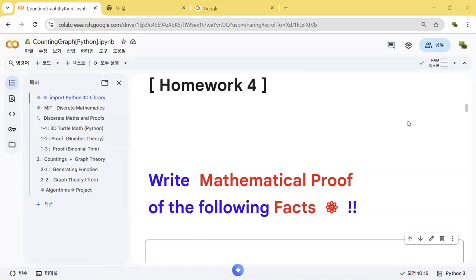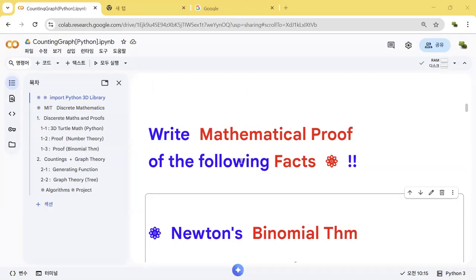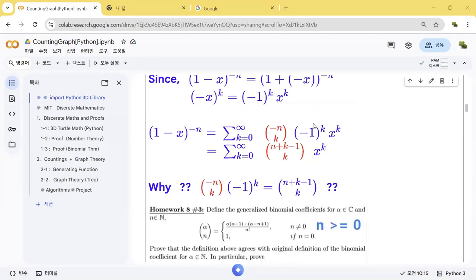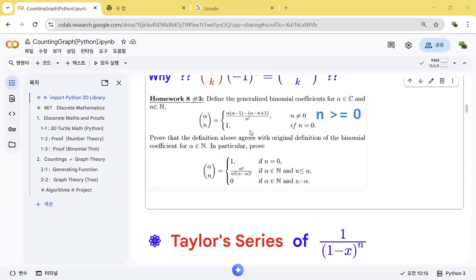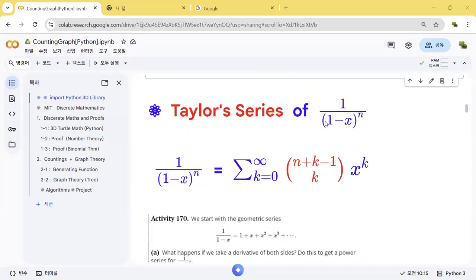Let's review our homework problem 4. The homework problem is to write a mathematical proof for the following facts. The first one is Newton's binomial theorem. From Newton's binomial theorem, we can conclude that the Taylor series of 1 over (1 minus x) to the n can be written in this way.